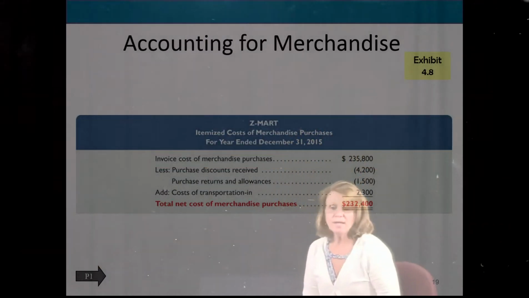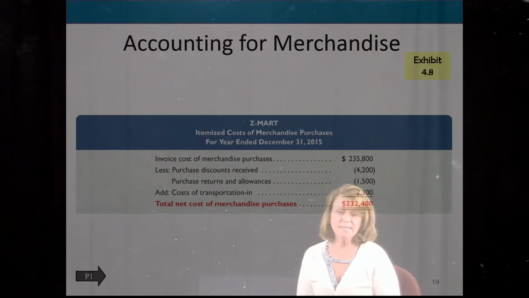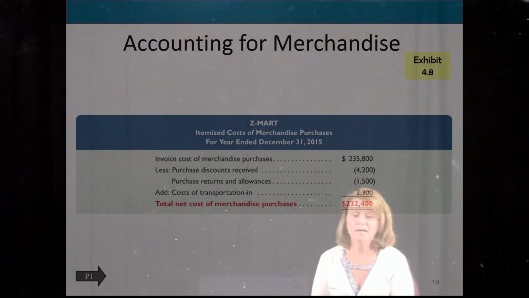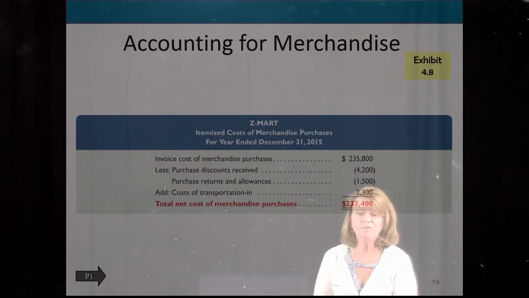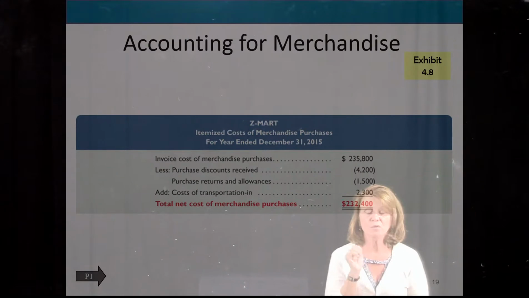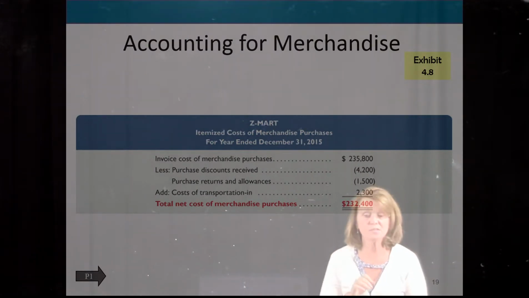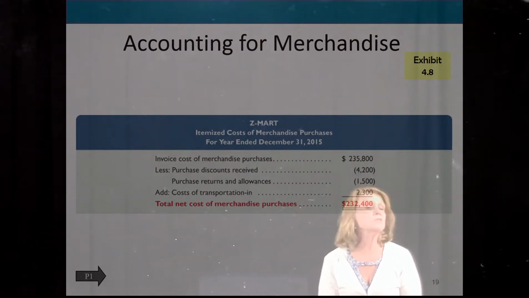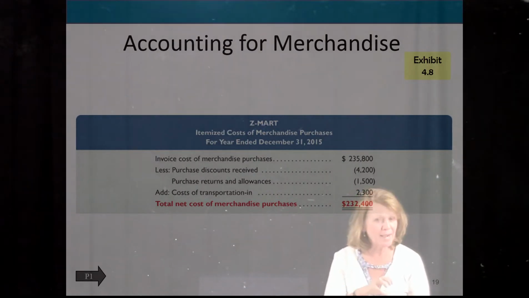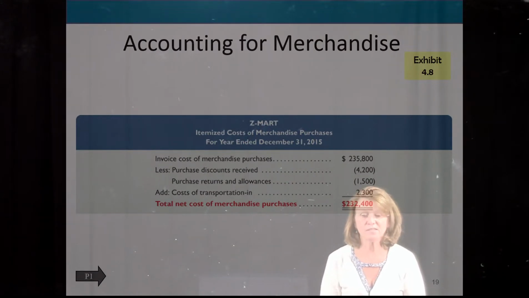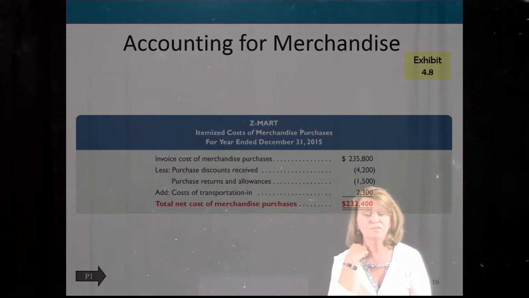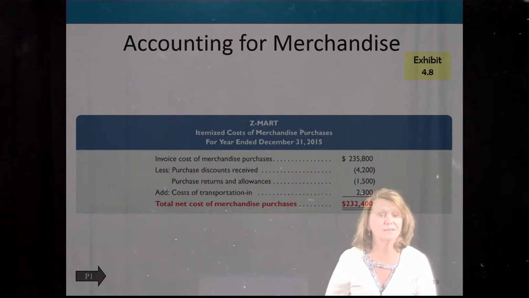So if you want to look at the complete list of accounting for merchandise, this is what it looks like. Invoice cost of merchandise, less purchase discounts received, less purchase returns and allowances. Remember that purchase discounts received is terms for purchase. Returns and allowances are either things you returned or buying allowances you get. You add the cost of transportation, and then you have the total net cost of merchandise purchases.